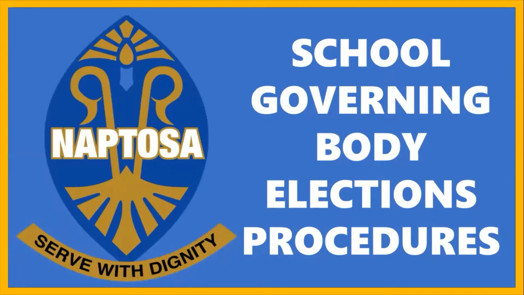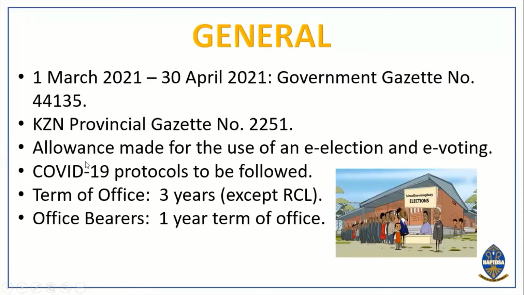You will know that the Minister of Education extended the election period from 1 March 2021 to 30 April 2021 because of the current pandemic and the uncertainty we find ourselves in as we started the year. So we're not just limited to the 1 month of the governing body elections. It's now going to be spread over 2 months.